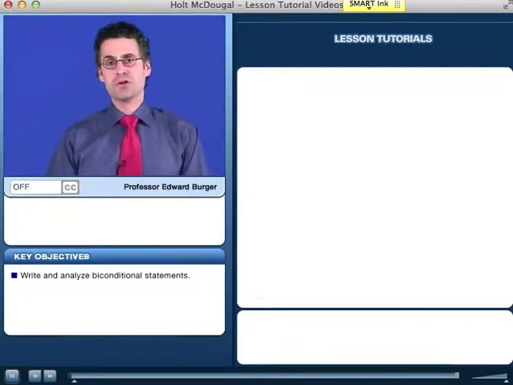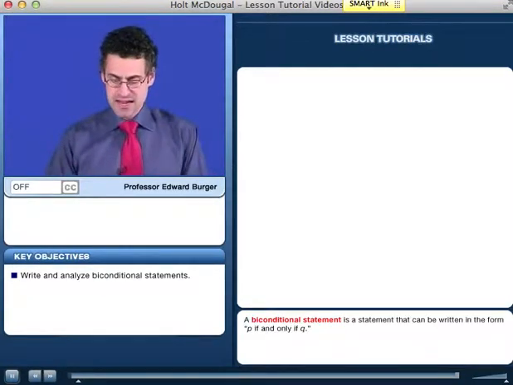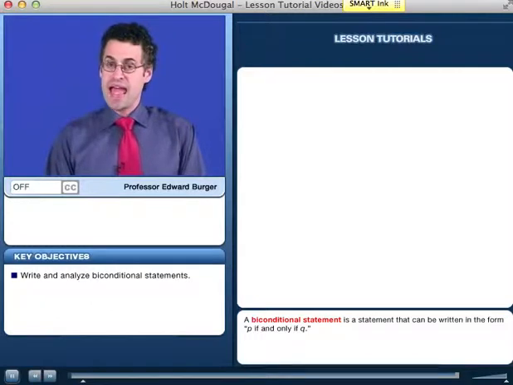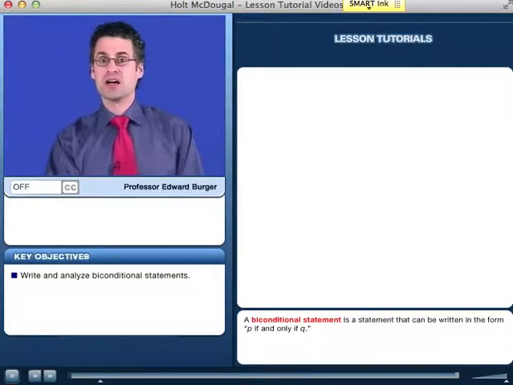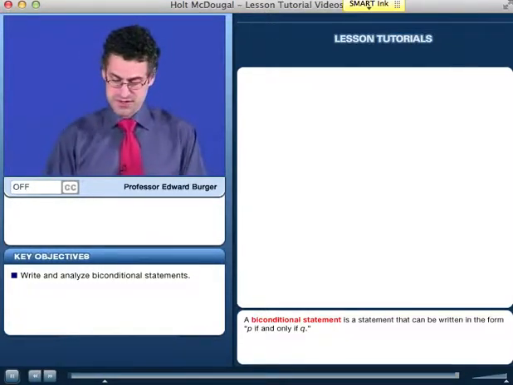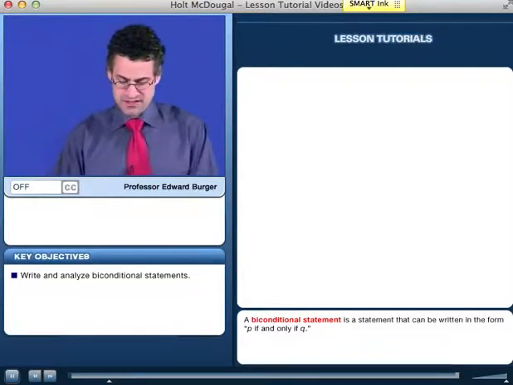Let's take a look at a few biconditional statements and determine if they're true. And if they're false, I want us to give an example of why they're false and which direction. Is it the conditional or is it the converse that's actually false? So here's the first example I want us to consider.